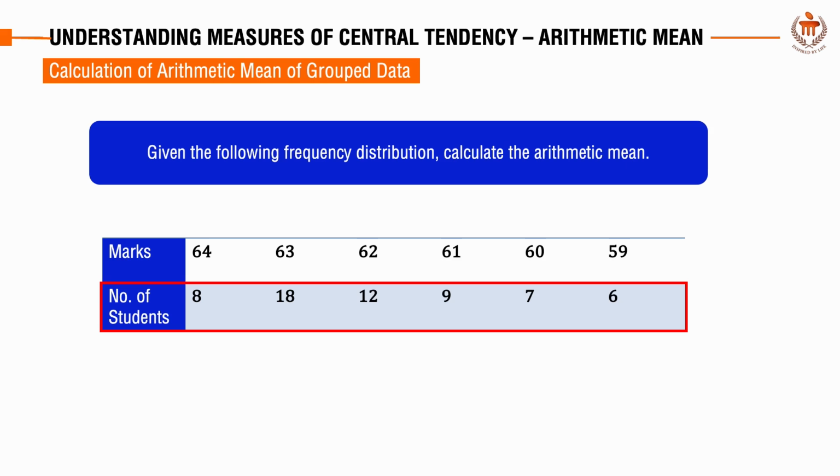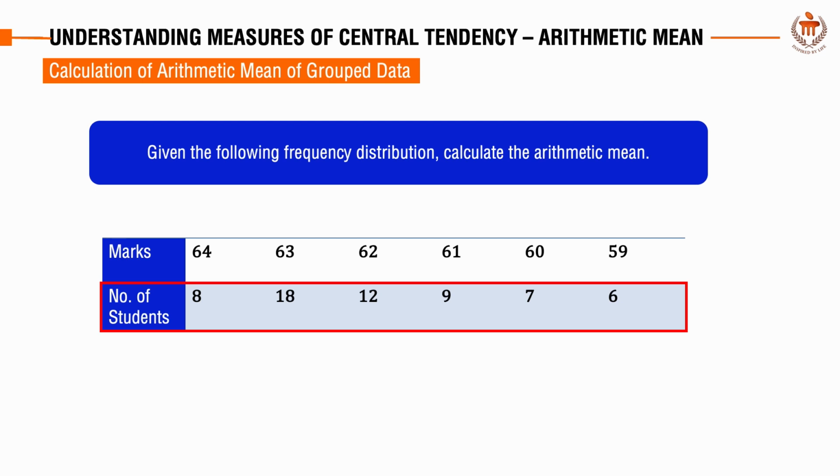So you can count the total number of students. The total would be 18 plus 12 is 30, 30 plus 8 is 38, 38 plus 9 is 47, 47 plus 7 is 54, 54 plus 6 is 60.